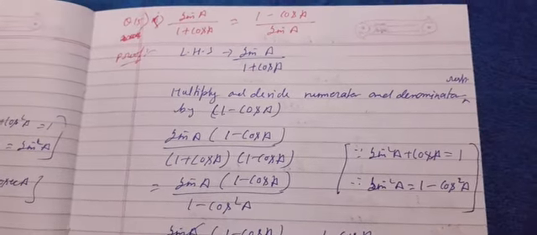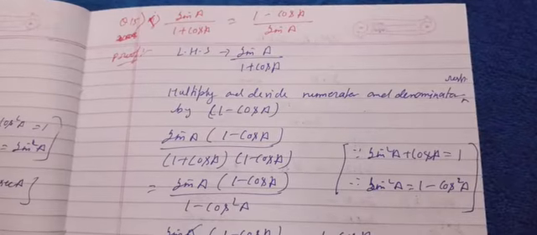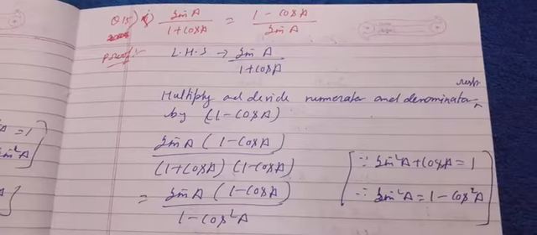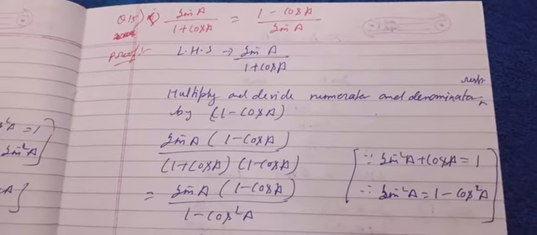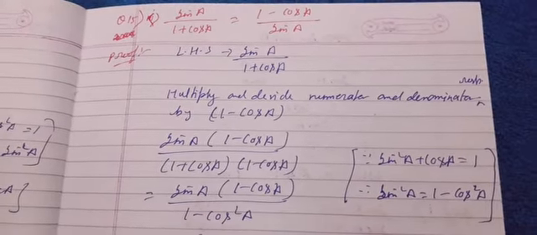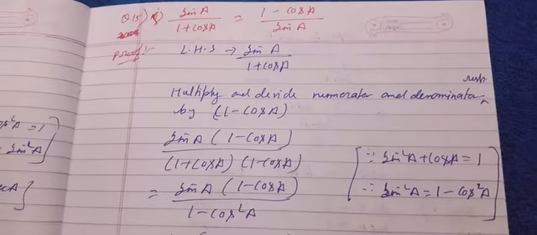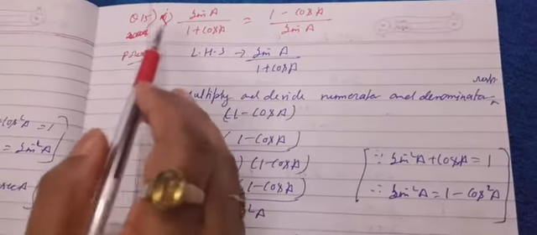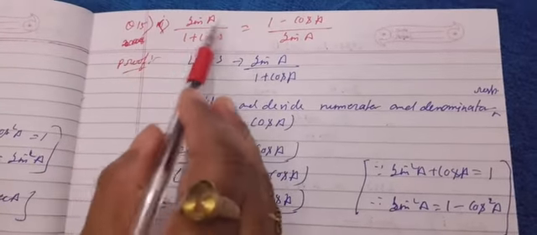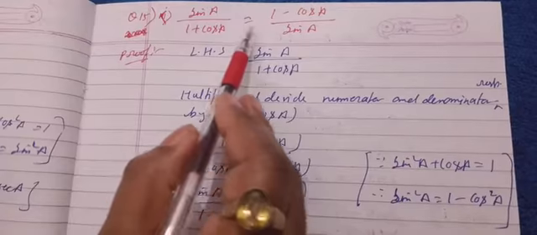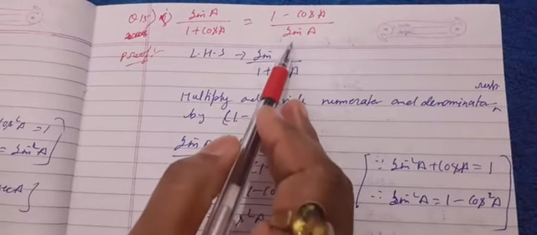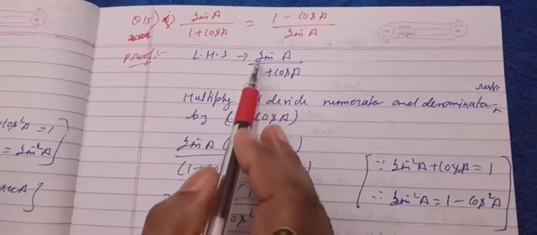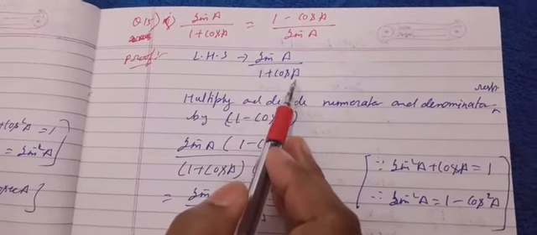Hello children. Now I am going to start question number 15, first sub question. This is exercise 18 of standard 10 maths book, on the chapter trigonometrical identities. So let's see what we have to do. We need to prove that sin A upon 1 plus cos A is equal to 1 minus cos A upon sin A. So I have started from LHS, that is sin A upon 1 plus cos A.